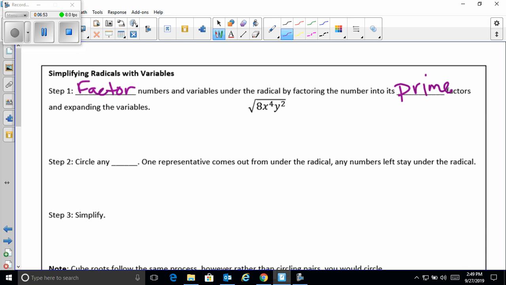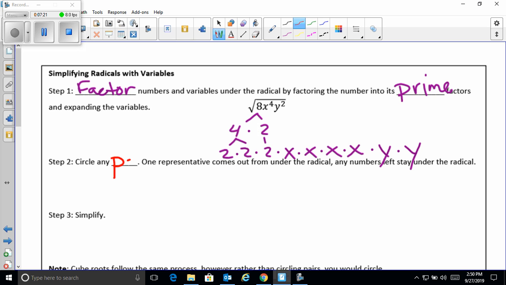So 8 is 4 and 2. 4 breaks down to 2 and 2, bring that other 2 down. X to the 4th. Well, we learned this yesterday. X to the 4th means there are 4 x's. So 1, 2, 3, 4. Y to the 2nd means there's 2 y's. 1, 2. Now I'm looking for perfect pairs.